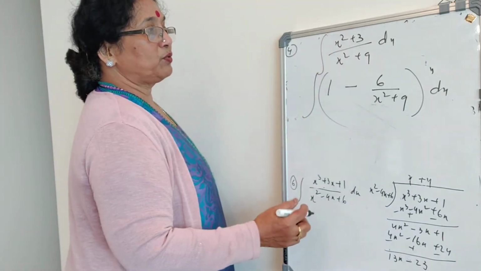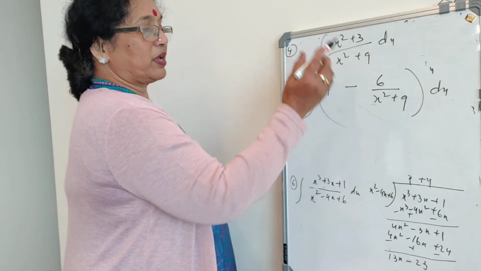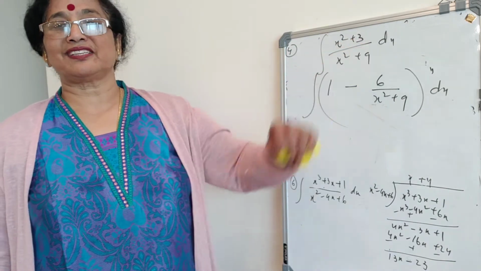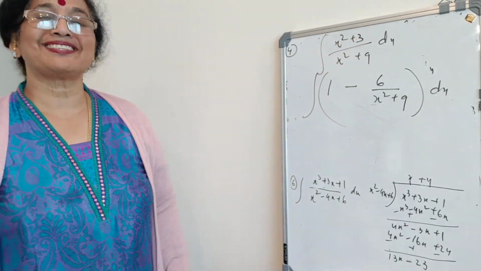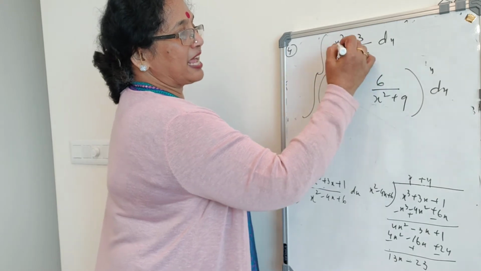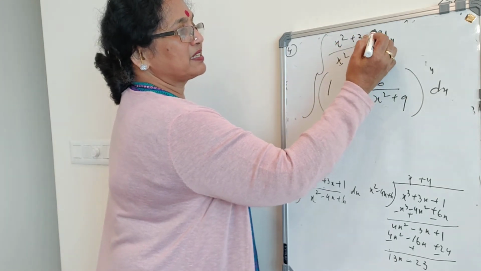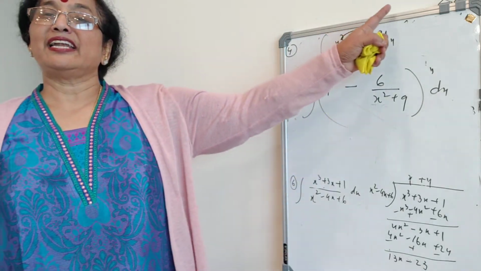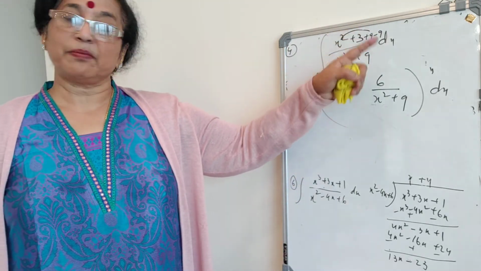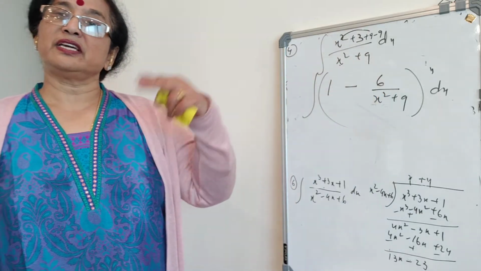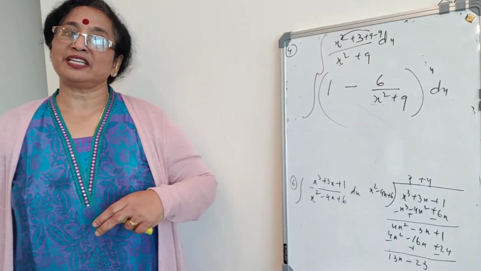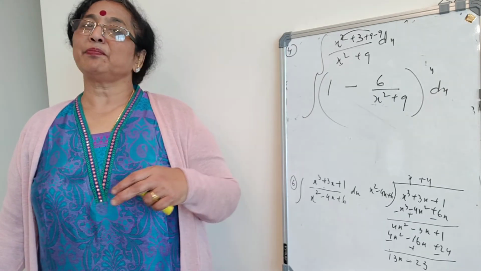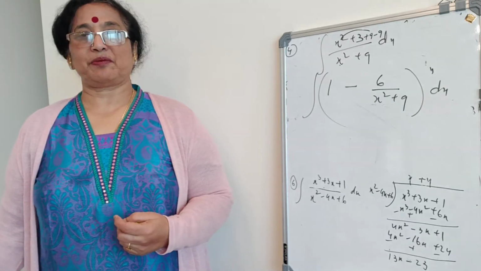But the short method is, when the power is same and the coefficient of x square is same, I just add 9 and subtract 9, because I want x square plus 9. I have x square plus 9 and a minus 9. So x square plus 9 by x square plus 9 becomes 1, and 9 minus 9 plus 3 becomes minus 6. So when the degree is same and coefficient of x square is same, like x square plus 4 divided by x square plus 1, it is simply 1 plus 3 by x square plus 1.